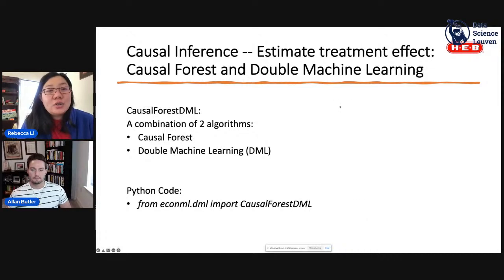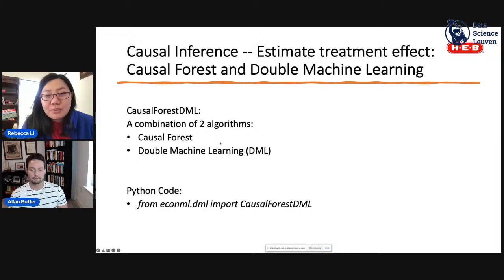And then we can do the estimation of the treatment effect. Currently, there are some open source packages for estimating treatment effects. Here, we are introducing a package called EconML, which aims to estimate causal effects with ML methodologies. So in Python, we import this function, CausalForestDML, from the EconML package to do the causal analysis. This function, CausalForestDML, was developed by Microsoft 3 years ago, and it is a combination of two different algorithms, causal forest and double machine learning.